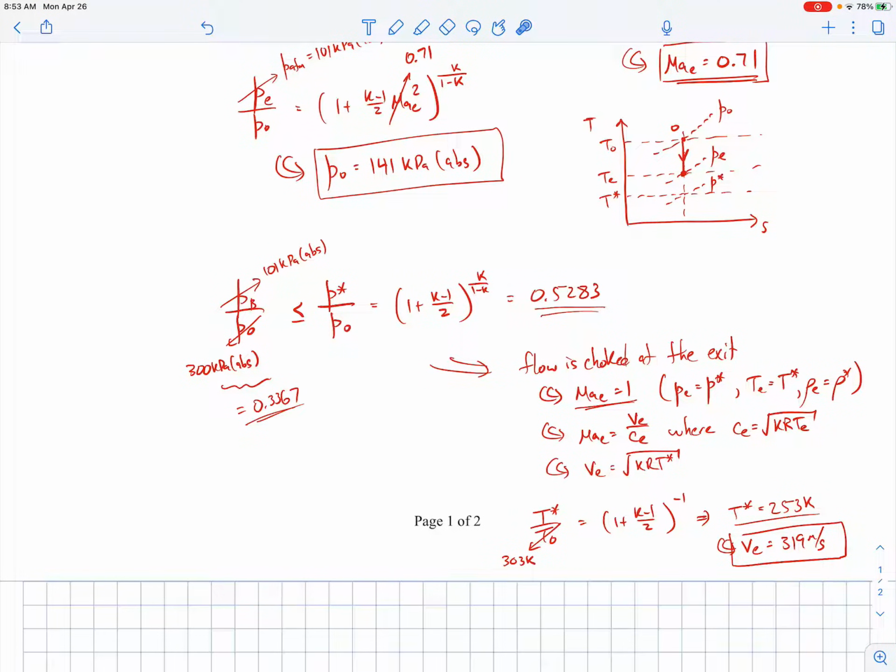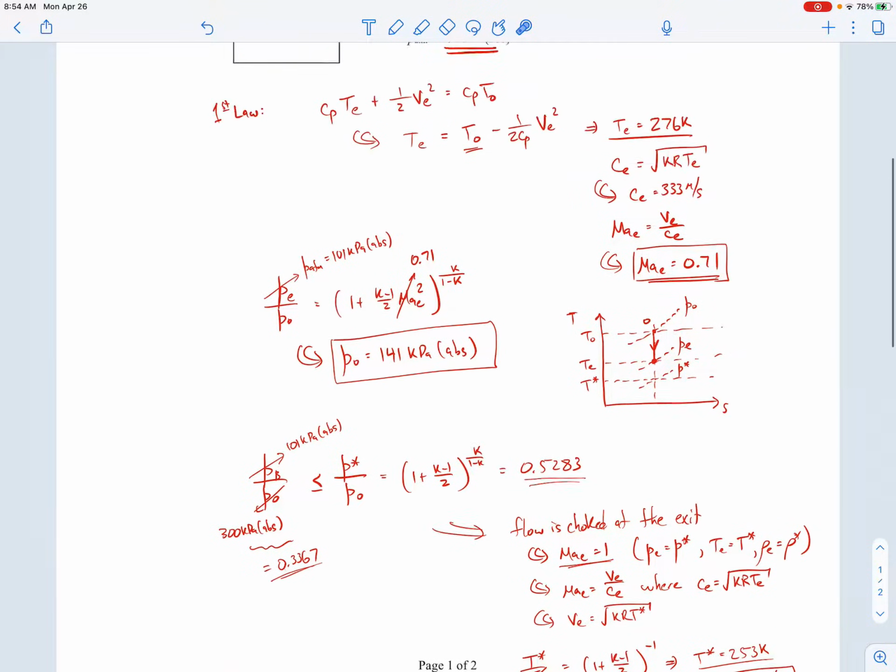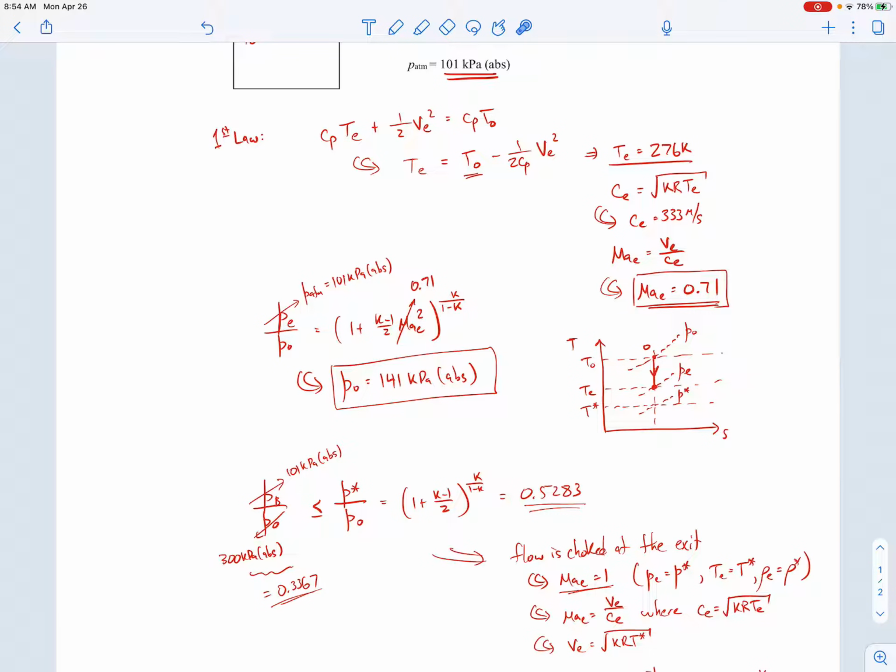Okay, so that is how we solve for part C. The key thing for this last part is determining whether or not the flow is choked using this expression. Remember, this expression only holds for converging nozzles. It does not hold for converging and diverging nozzles. To understand where this comes from, you have to go back to the course notes and where we talk about this expression.